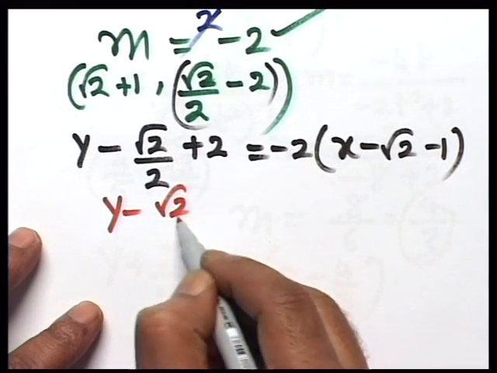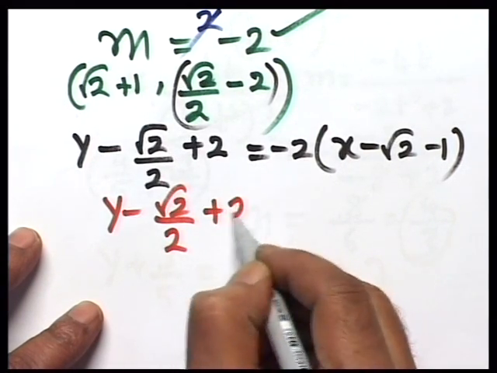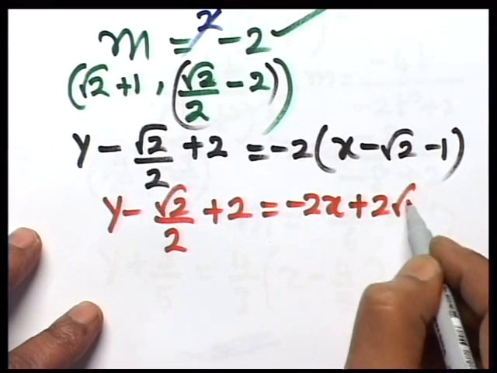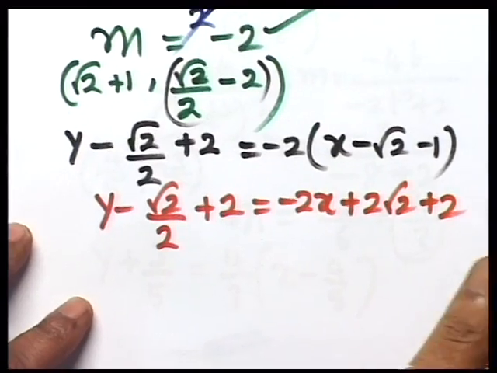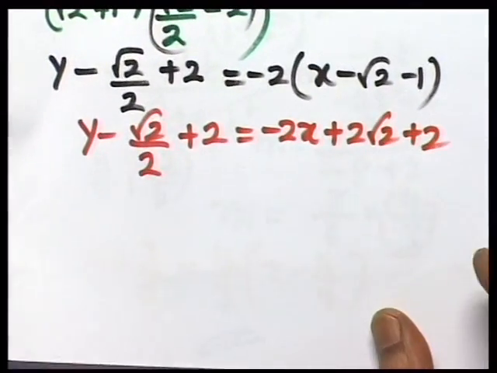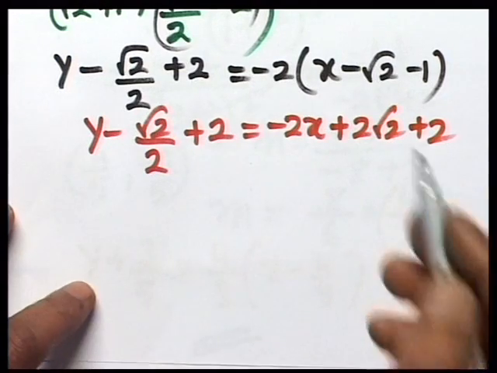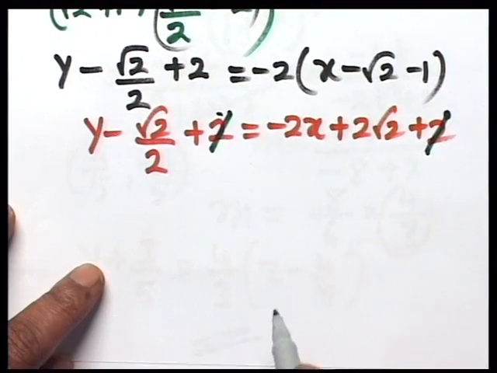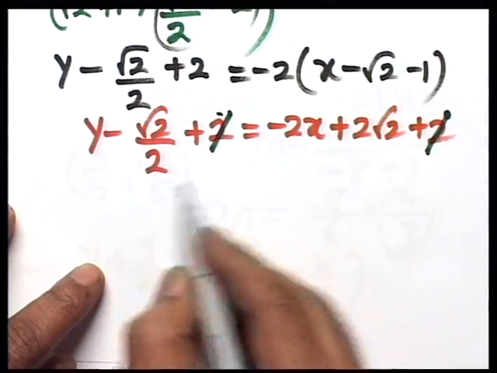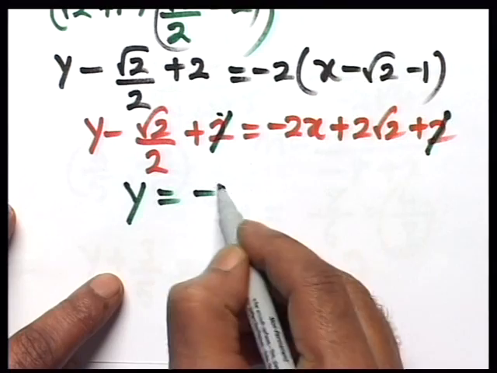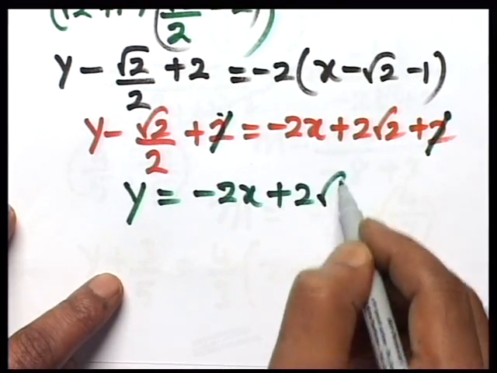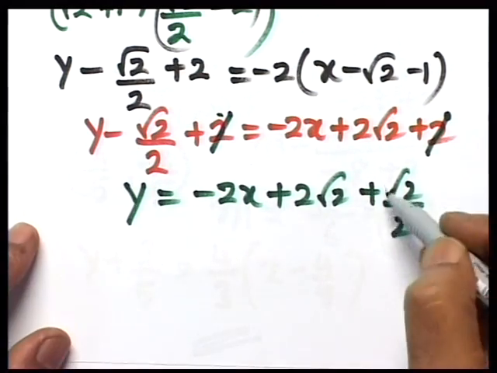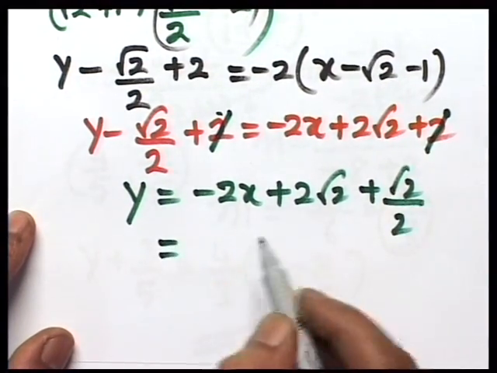You know how to simplify the equation now. Plus 2 equals minus 2x minus times minus plus 2 root 2, and that's a plus 2. Okay, a little bit messy, but we can solve this. I think the 2's on both sides cancel out, right? We can transfer this to the right hand side and say y equals minus 2x plus 2 root 2, and transfer that fraction. It will be plus root 2 divided by 2. Actually, it's a half root 2, isn't it?